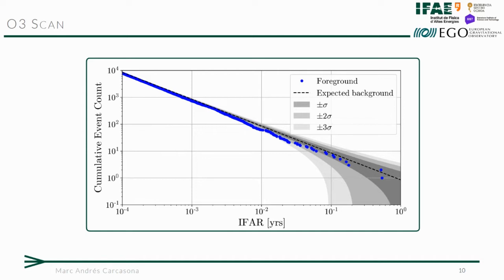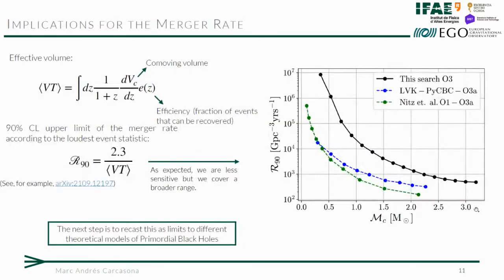Of course, we're covering a slightly different parameter space, but in the end, it would have been very weird to detect something while those traditional pipelines didn't detect anything.